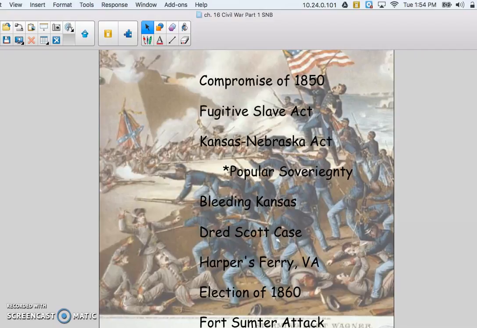The war has begun. Lincoln calls for 75,000 troops, and the South has more states join the Confederacy. We have Virginia, we have Arkansas, and the other two would be Tennessee and North Carolina. They would also join.